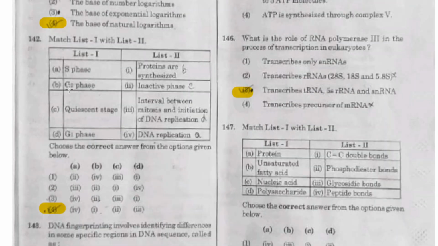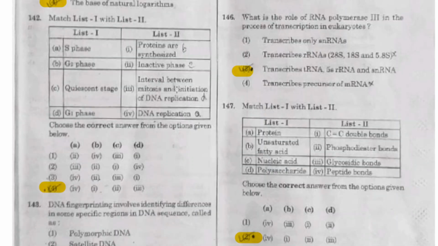And S phase, G2 phase, quiescent stage, G1. This you know, quiescent means inactive phase, metabolically active but inactive phase. With this option you can easily select the fourth option. A1 is S phase, synthetic phase, and this is the second one.